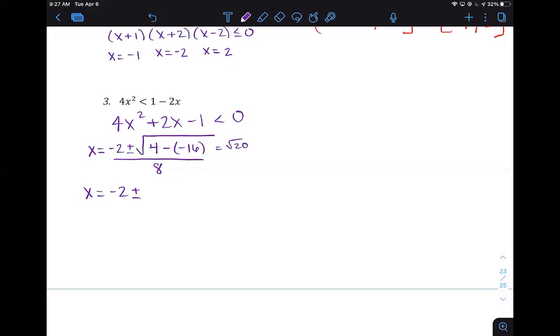4 and 5. What's the square root of 4? 2. What's the square root of 5? Just the square root of 5. All over 8. Can you reduce the fraction? Yeah. They are all divisible by 2. So this becomes -1 plus or minus the square root of 5 all over 4.